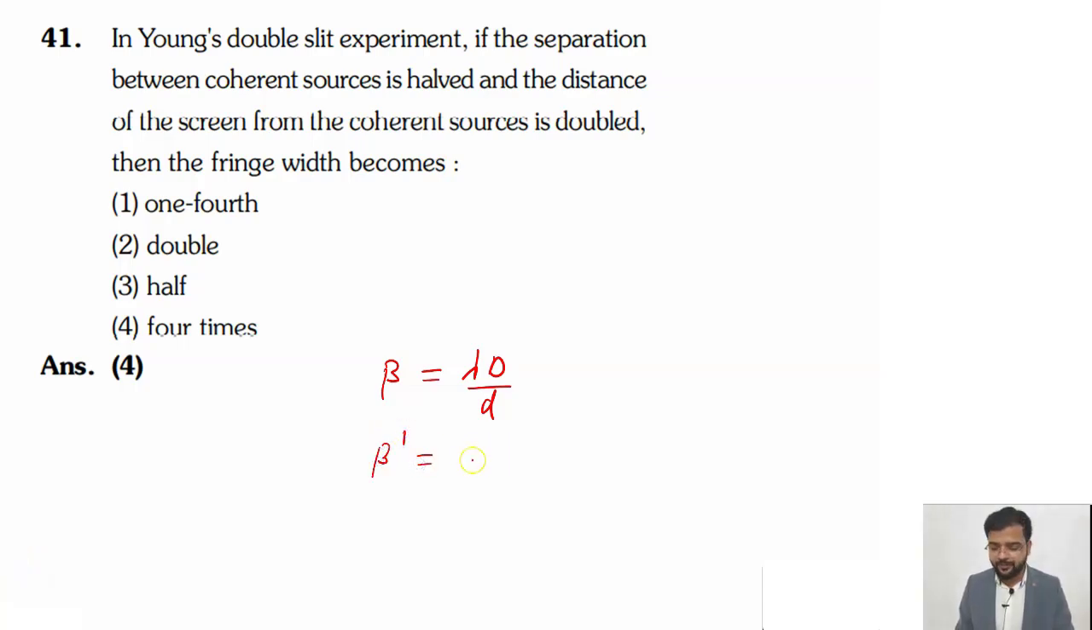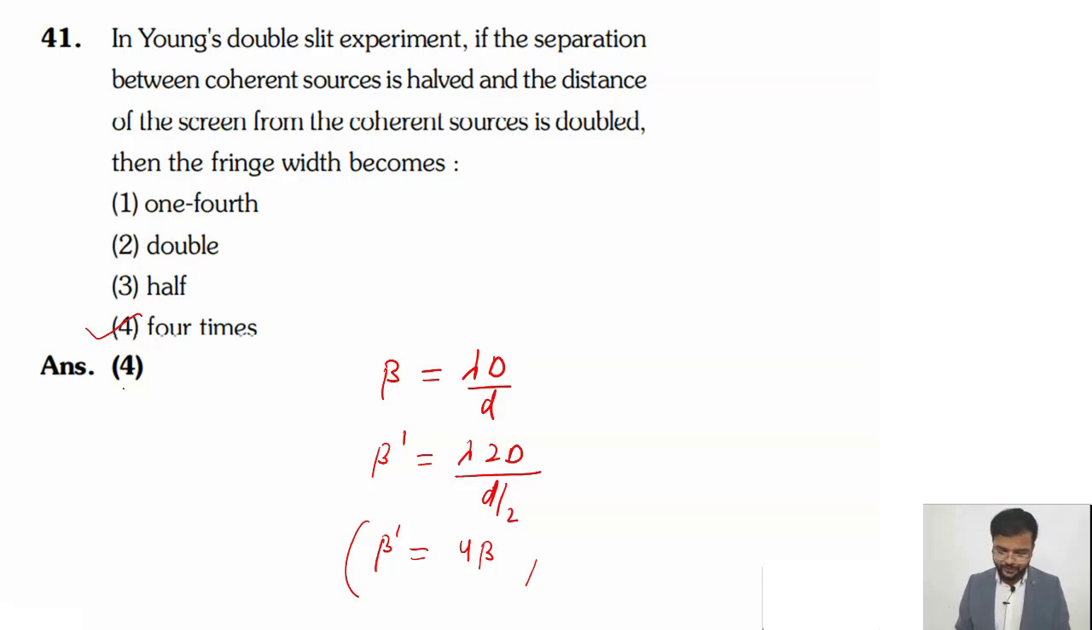The new fringe width will be beta dash equals lambda times 2D, because the distance between the slits and the screen is doubled, divided by d by 2, because the distance between slits is halved. So what we get is 4 beta. The answer will be 4 times, so option number 4 is correct.